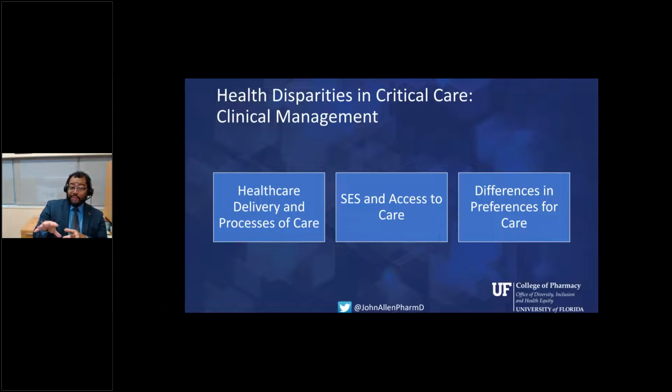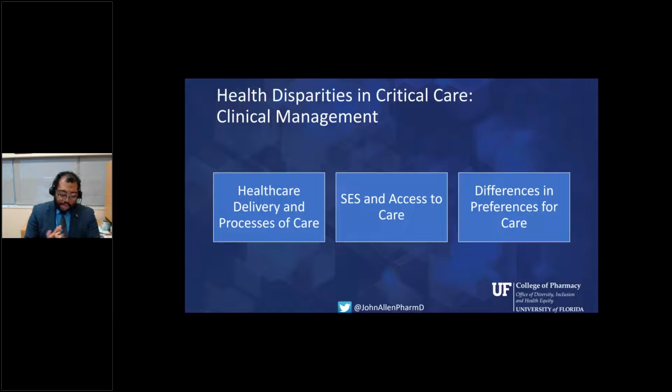Lastly, when we talk about clinical management here, differences in preferences for care can contribute to some of the observations that we see. African American patients as well as Hispanics prefer a more intensive level of care at the end of life and are less likely to discontinue mechanical ventilation, have advance directives and DNR orders, or pursue palliative care. And so the preferences are largely due to cultural beliefs of patients and their surrogates. And it's been identified that African American patients often have more optimistic views about critical illness.